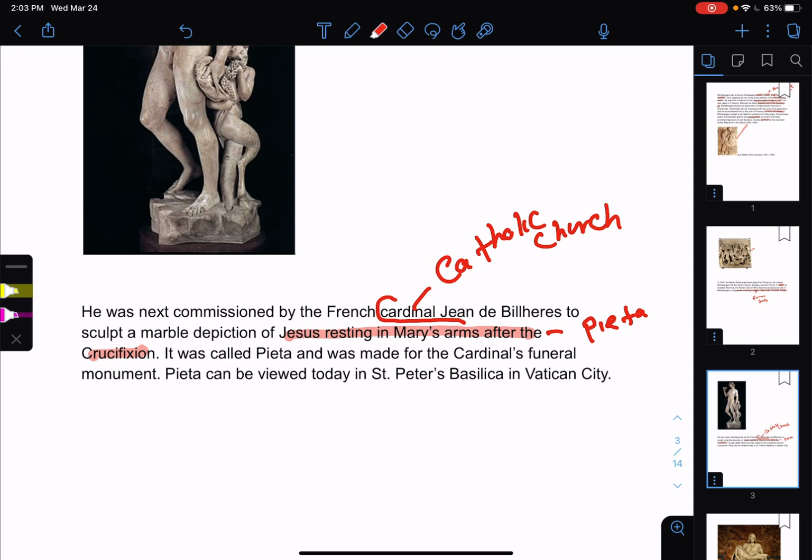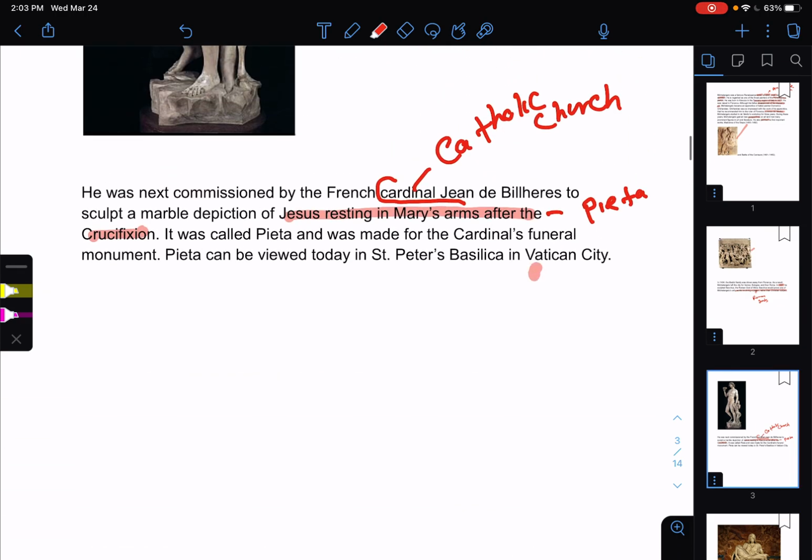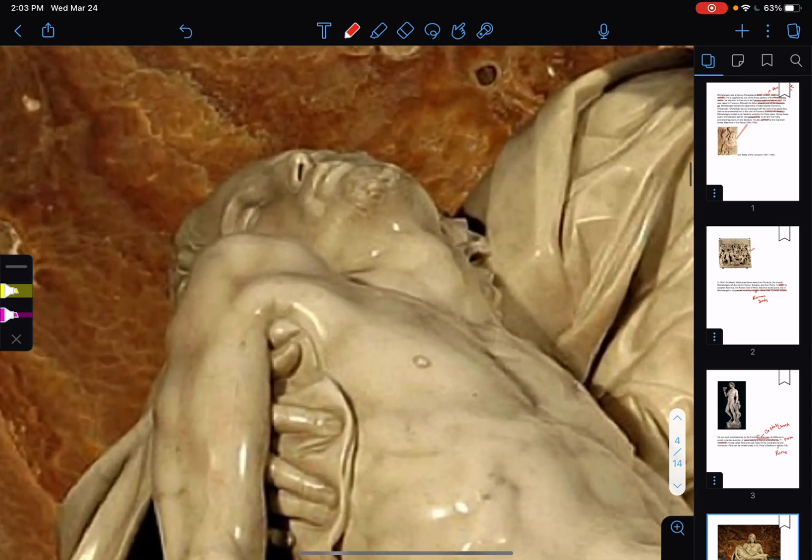So, you know, these works are really expensive to do. They take years. So it kind of shows you the power of the church, that the cardinals can just hire someone to make this monument. Okay. So Vatican City is located in Rome. It's the location of St. Peter's. This is the Pieta, and this is what I was showing you guys yesterday.